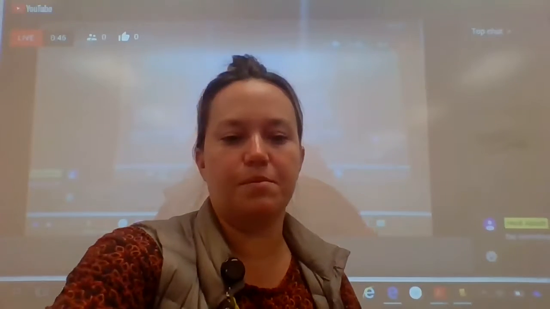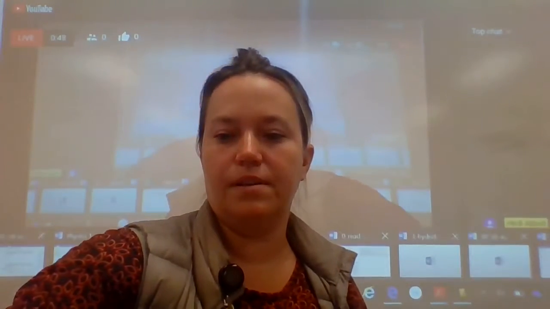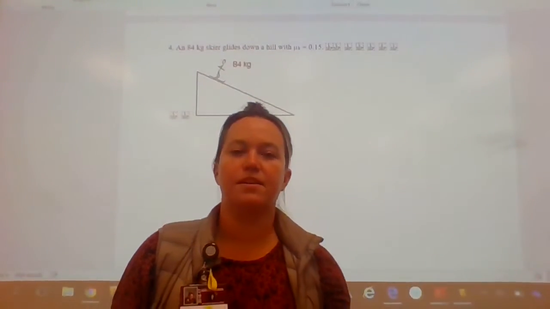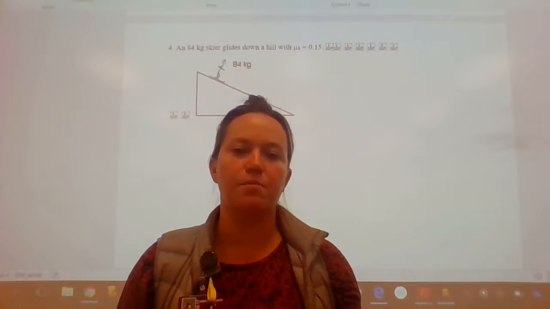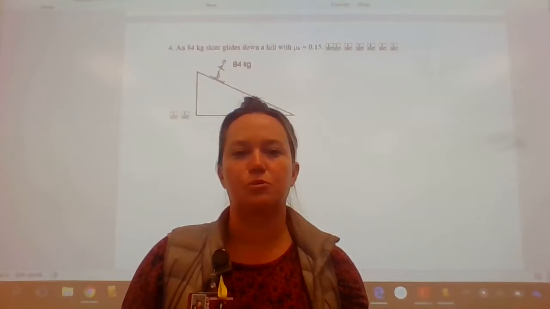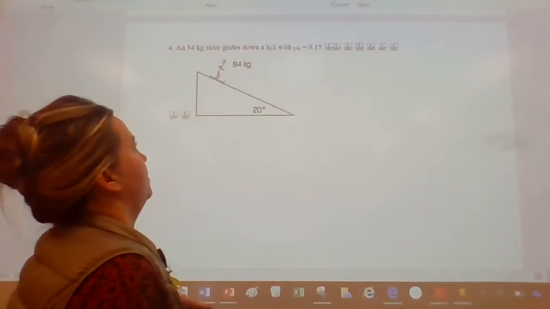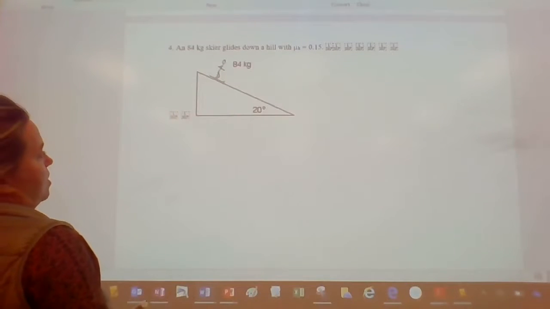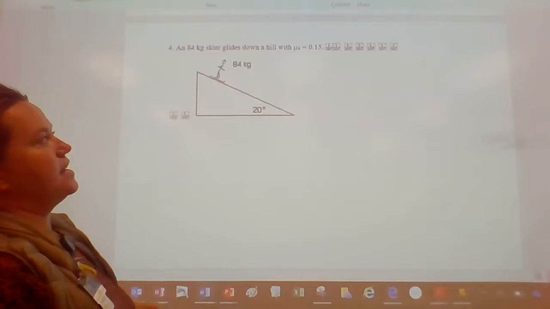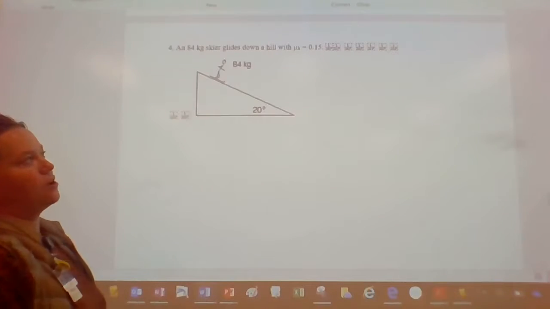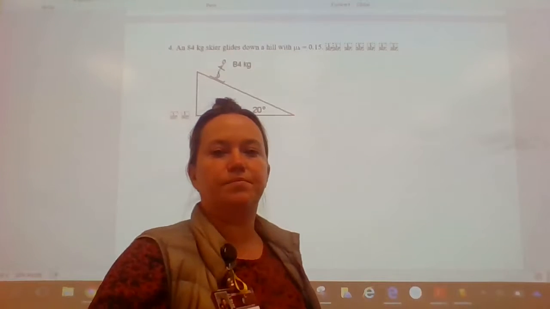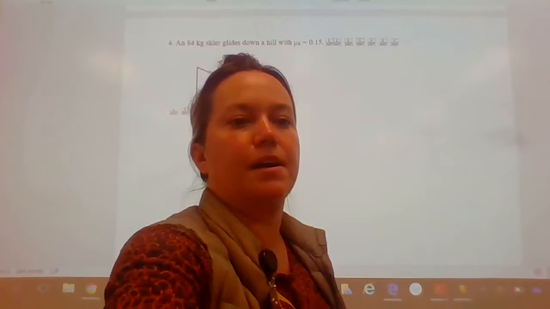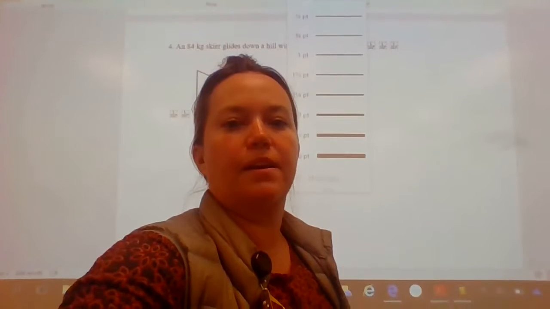So I'm going to bring up the problem here. And on the worksheet, there are a couple of questions that go along with it. We're just going to do the whole problem, and in doing the problem, we'll be able to answer those questions. So here we go. We have an 84 kilogram skier who glides down a hill with a kinetic coefficient of friction of 0.5. I'm just going to make sure my pen is live.